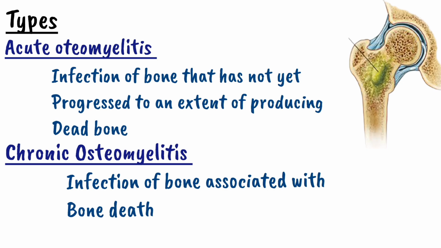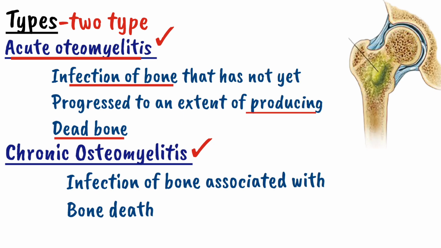Osteomyelitis is divided into two types, acute osteomyelitis and chronic osteomyelitis. In acute osteomyelitis, there will be infection of bone that has not yet progressed to the extent to which it will produce dead bone. That means osteomyelitis without the production of dead bone is called acute osteomyelitis. While in chronic osteomyelitis, there will be an infection associated with bone death. So chronic osteomyelitis is osteomyelitis plus dead bone.